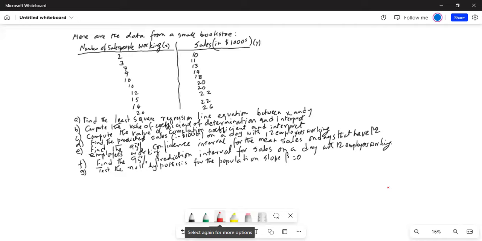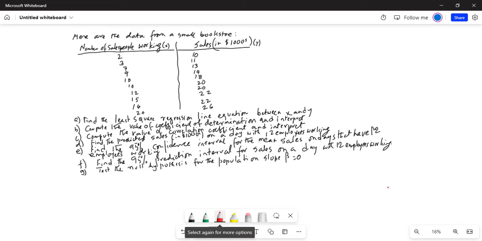Then compute the value of the coefficient of determination, then compute the value of the correlation coefficient. Then it gives you the value of x equal to 12 and asks you to find the predicted sales, then the 95% confidence interval for the mean sales when x is 12, and the 95% prediction interval for sales on a day with 12 employees working. And the last part is to test the null hypothesis for the population slope beta equal to 0.